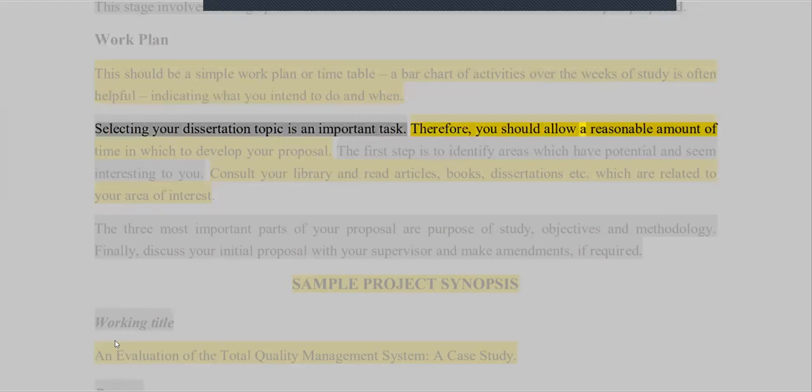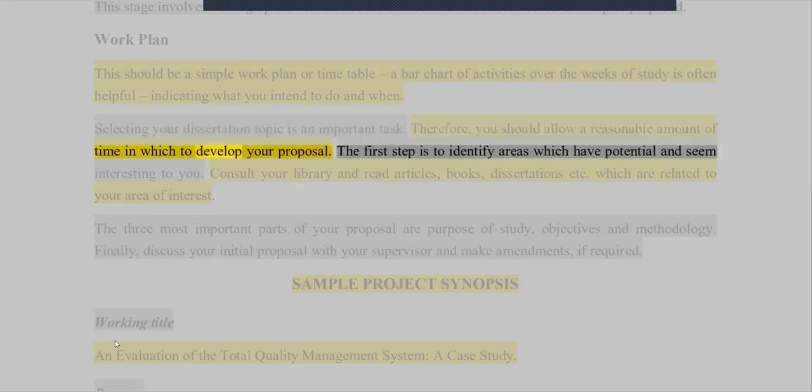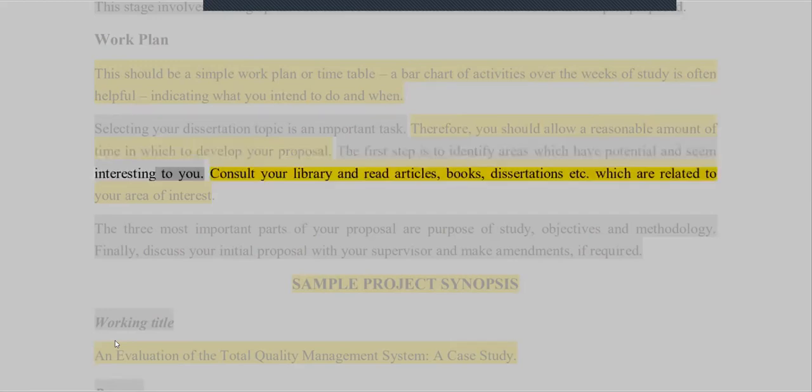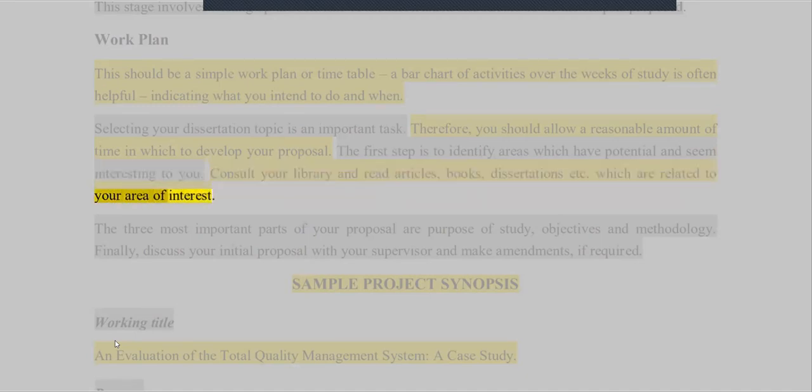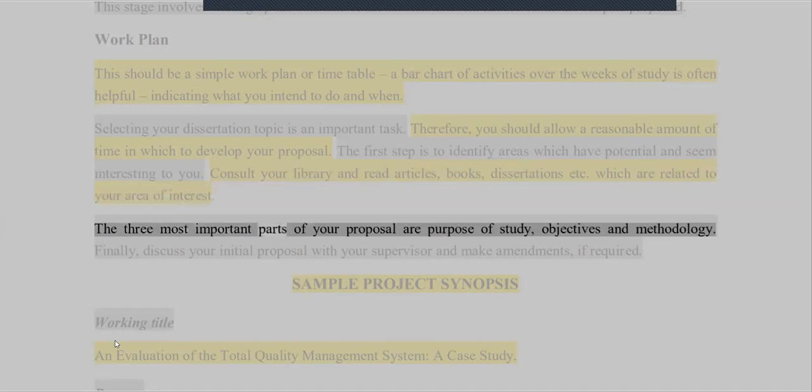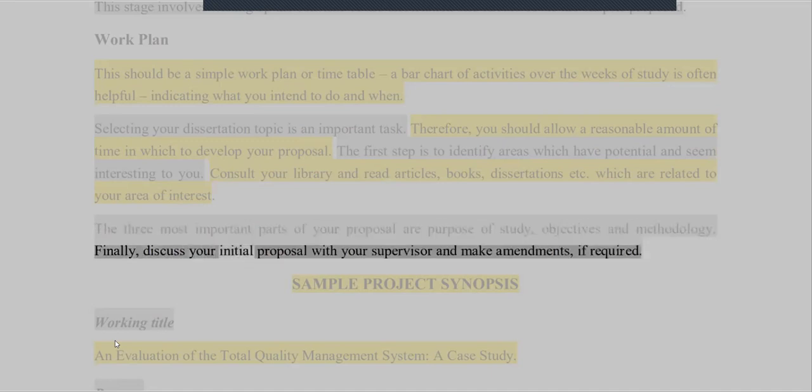Selecting your dissertation topic is an important task. Therefore, you should allow a reasonable amount of time in which to develop your proposal. The first step is to identify areas which have potential and seem interesting to you. Consult your library and read articles, books, dissertations, etc., which are related to your area of interest. The three most important parts of your proposal are purpose of study, objectives, and methodology. Finally, discuss your initial proposal with your supervisor and make amendments if required.